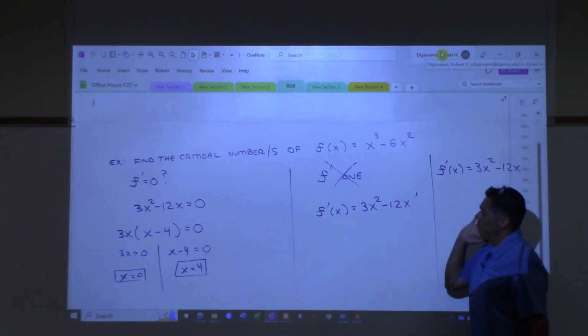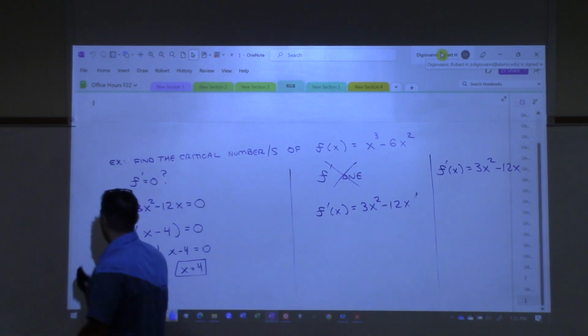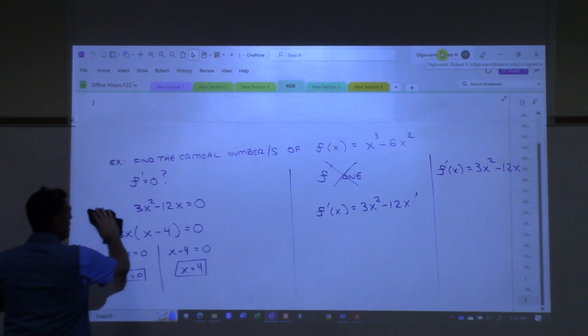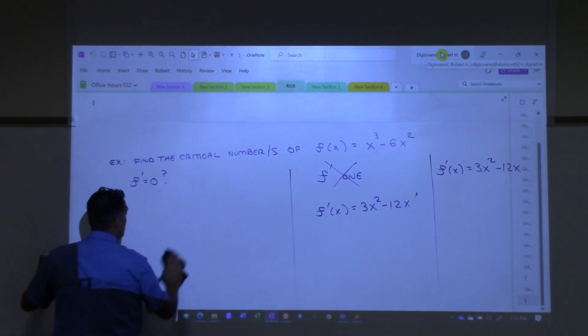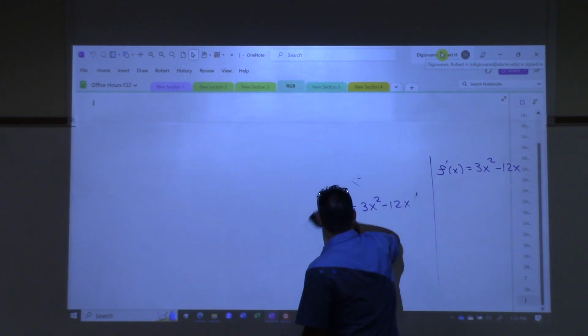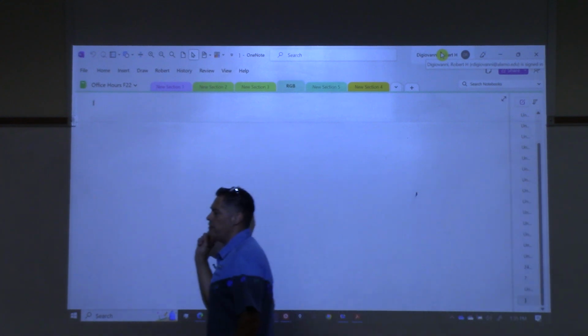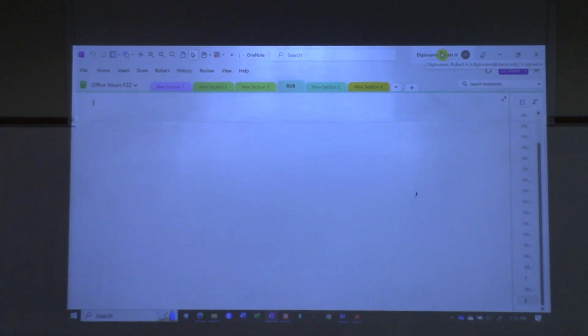Okay, so what are the critical numbers? 0 and 4, we're done. All right? Now, we're going to do more of these, all right? But I need to get to the next idea. The main takeaway for you is this. Critical number is any number that makes the derivative 0 or the derivative not exist, so long as that number or those numbers are in the domain of the original function.